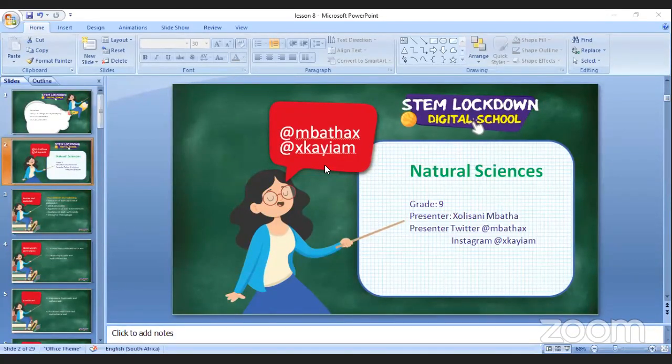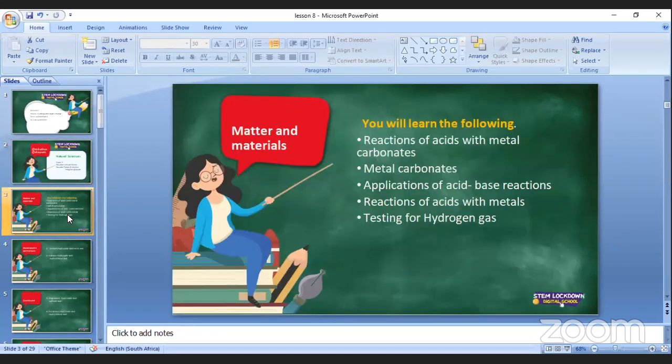Today, what we will be looking at specifically is the following. I hope you did your homework, as I gave you the homework yesterday so that we can easily do corrections just now. Yesterday we were doing the reactions, and today we are still continuing with our second term work, which is matter and materials.